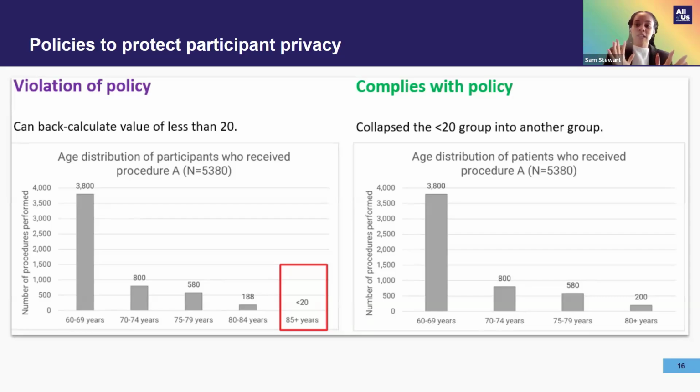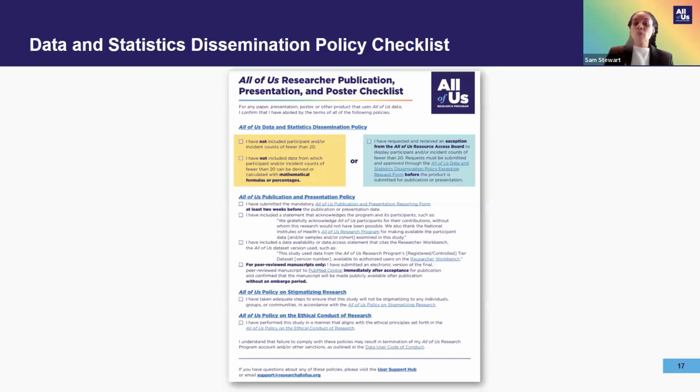Now, you might be saying, well, that's a lot of information. How do I know what I can download? We do have an article called How to Comply with the Data and Statistics Dissemination Policy that has multiple figures and multiple different use cases, so that you can review before downloading or disseminating information. When you are ready to publish or present, we also provide a checklist on our user support hub. This helps you ensure that you're in compliance with our policy. And at any time, if you have questions, we're here to help. Feel free to reach out to us at support@researchallofus.org.